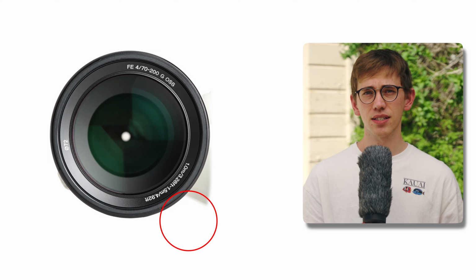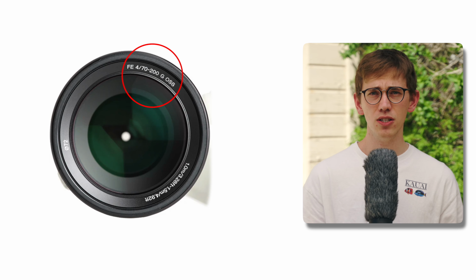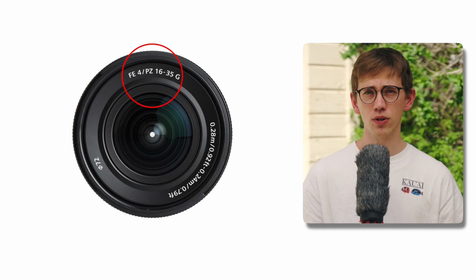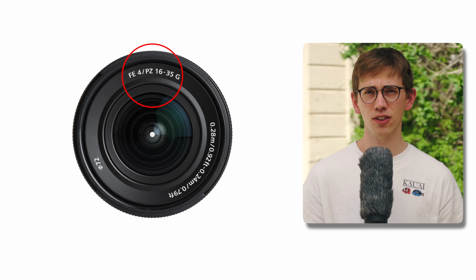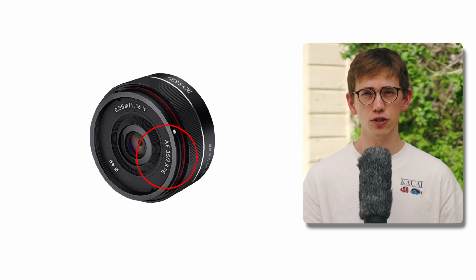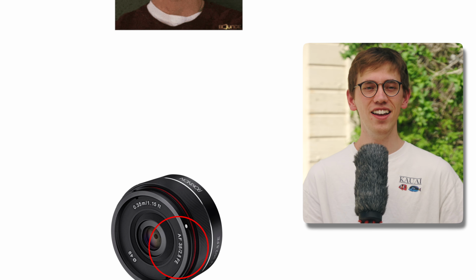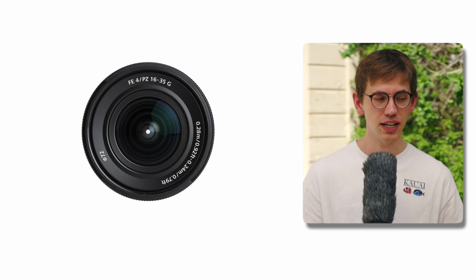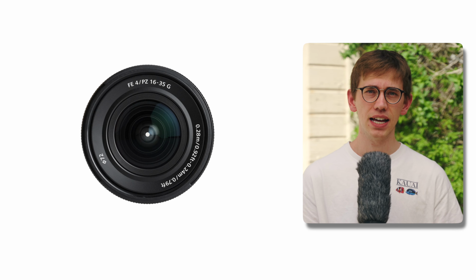Let's start with the front of the lens. You'll see something like this: FE4 70-200 G OSS, or FE4/PZ 16-35 G, or AF35/2.8 FE. What do those mean? Well, here's the breakdown. That first set of letters, like FE, we'll come back to that in a second.